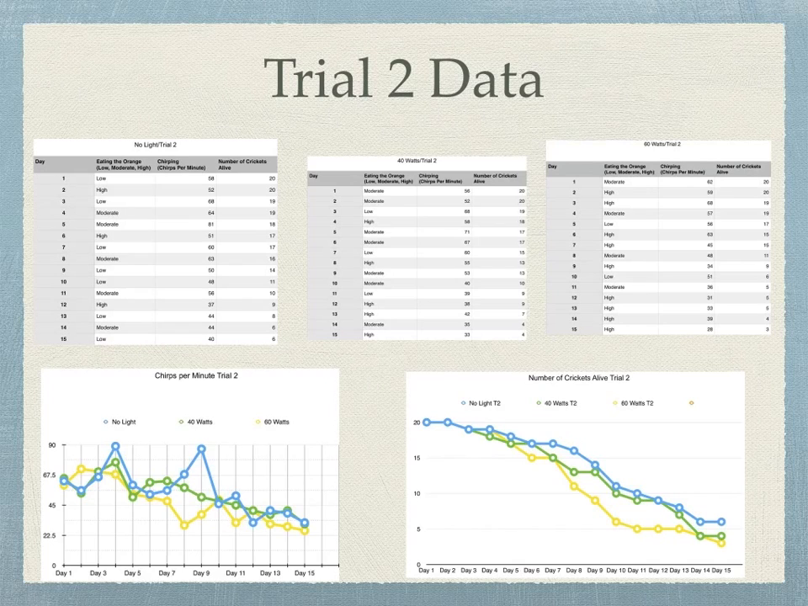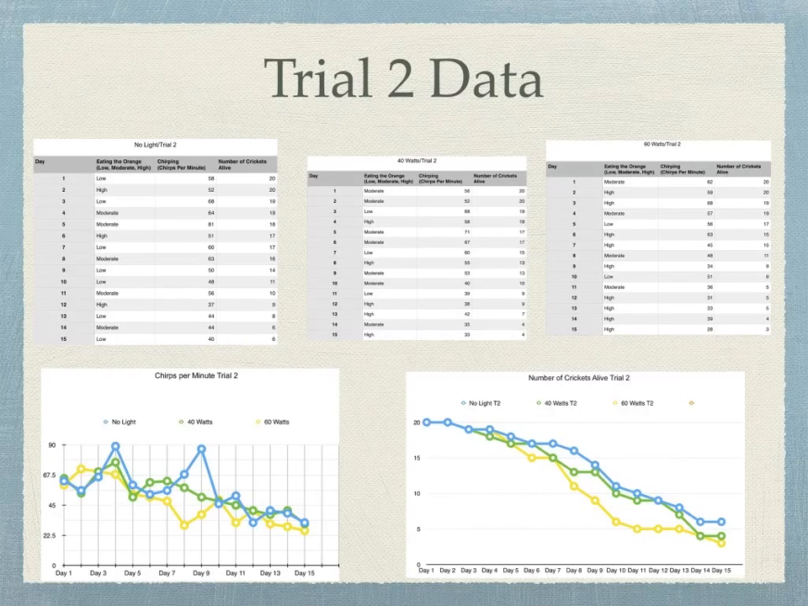So this is the trial 2 data, and you can see a lot of the same kind of trends happened in this one too. Again, for no light in trial 2, the eating of the orange was pretty moderate, kind of lowish. The chirping was the highest out of all of them. The number of crickets alive after the 2nd day, which was a little bit shorter, started to decrease, and the population was actually less.